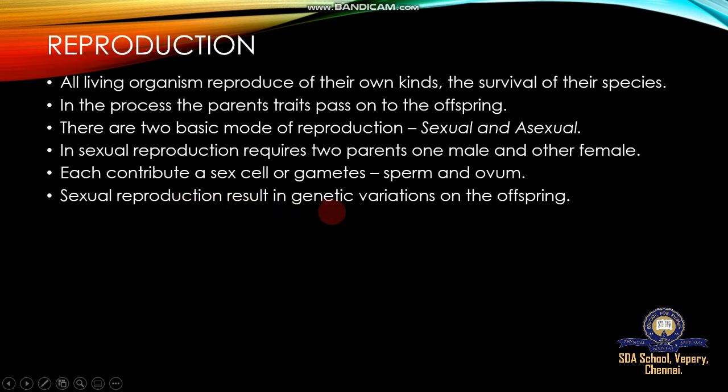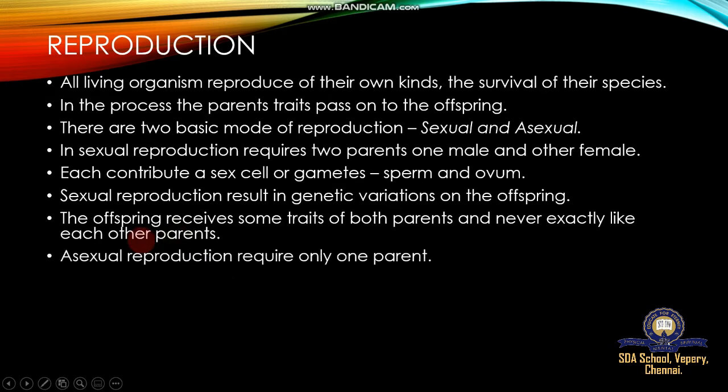Sexual reproduction results in genetic variations in the offspring, because sexually reproducing organisms genetically vary. Suppose those organisms produce more than two offspring, they are not similar. Some slight change happens. The slight change is called variation, size-wise, shape-wise, growth-wise. The offspring receive some traits of both parents and are never exactly like each other or their parents.